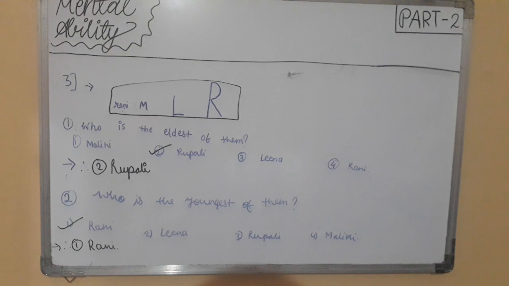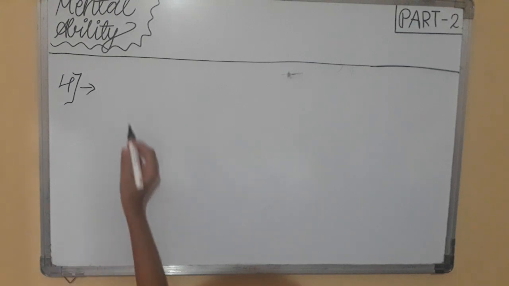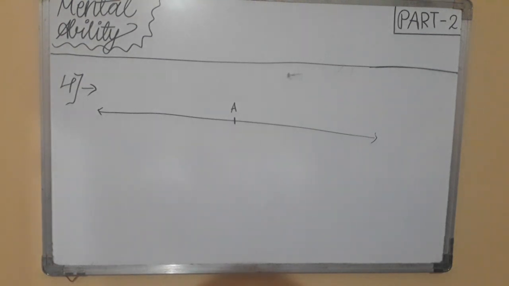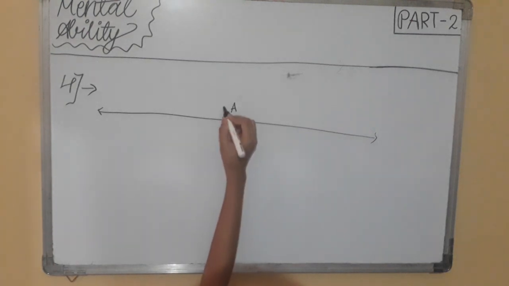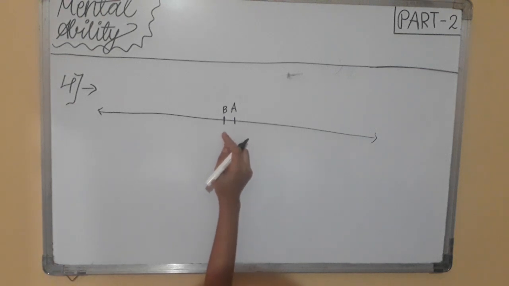Now let's move towards question number 4. The fourth is a bit different question. It is given that in a row, A is standing on the 8th place. We can assume that this is the 8th place. B is standing before A. C is standing on the 9th place behind B.